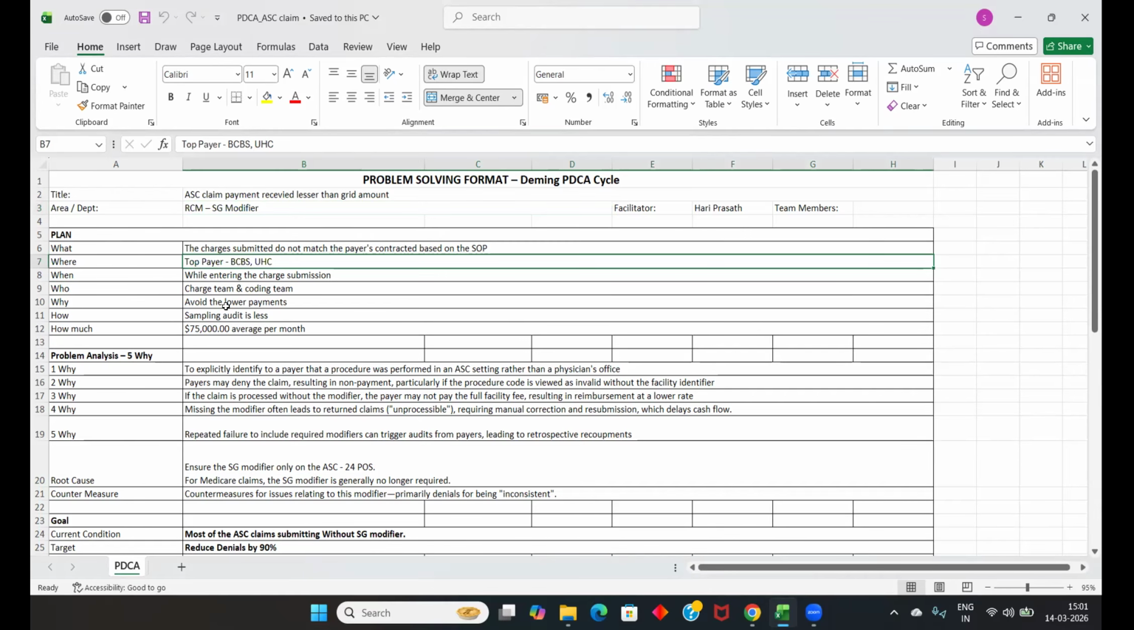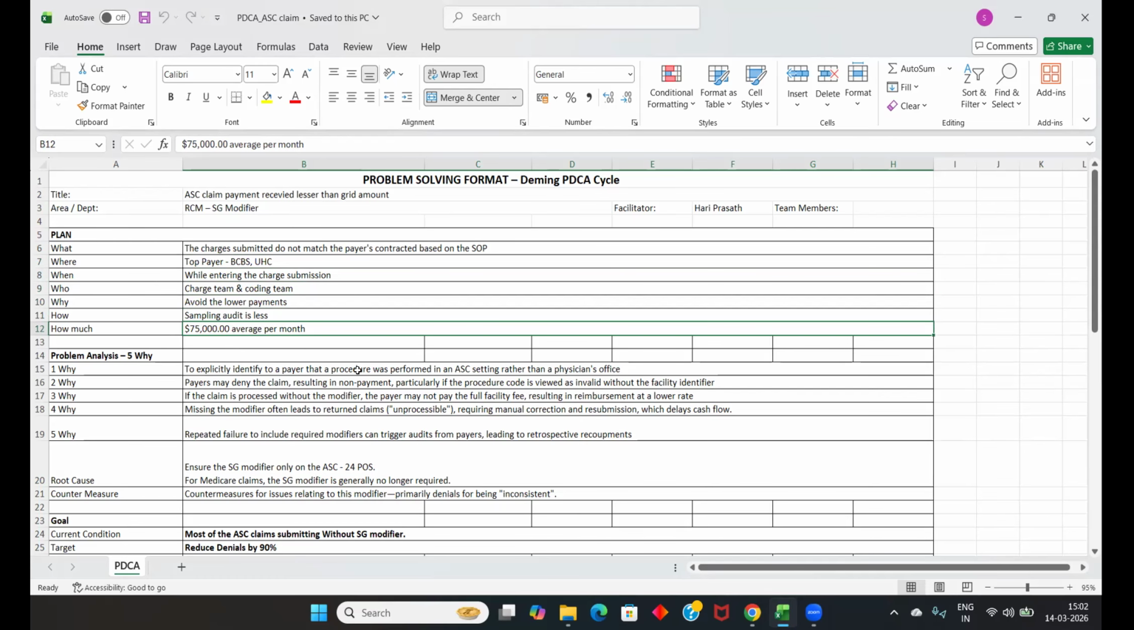The charge team is not submitting the claims based on the SOP. That's one. This applies to the top payers, BCBS and United Healthcare, and other commercial insurance as well. While entering the charge submission, sometimes the coding team has to update the modifier as well as the charge team, to avoid lower payments. While sampling this, we found the claims are missing these modifiers. We are missing $75,000 per month.